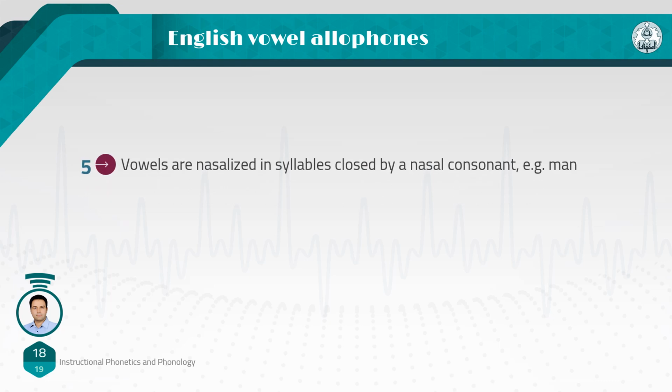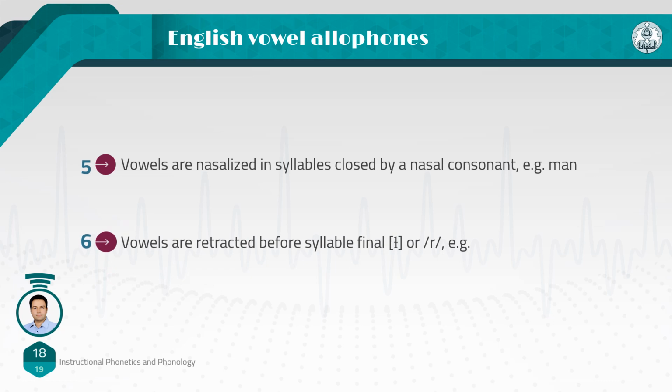Number 5. Vowels are nasalized in syllables closed by a nasal consonant. For example, man. If you pay attention here, we have a syllable which is finished by n. N is a nasal consonant. The vowel before it is a. This vowel is nasalized because of the effect of n. This a in man is different from a in pat. The a in pat is the ordinary a, but a in man is a nasalized a, or a nasalized vowel.